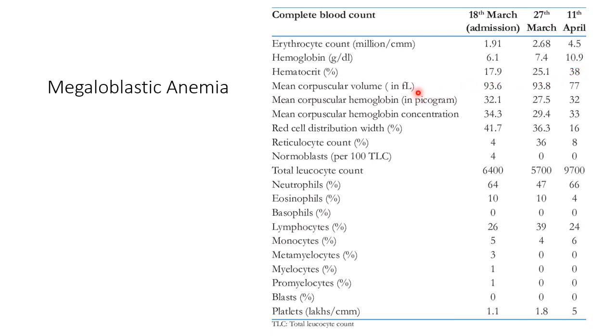The mean corpuscular volume tells you the size of the red blood cell. Before giving folic acid, it is 93.6. So that's very big. The red blood cells are very big. Now, if you start giving the patient folic acid, it decreases to 77. The cells become smaller because they are now more developed. Okay. So for megaloblastic anemia, we are concerned with the mean corpuscular volume. The cells are bigger than usual.